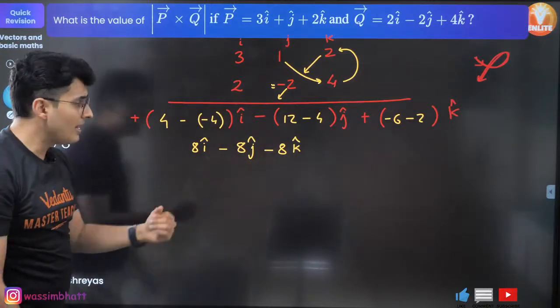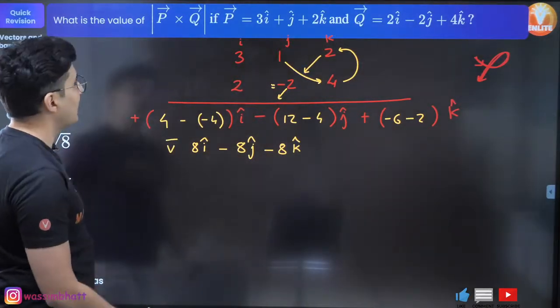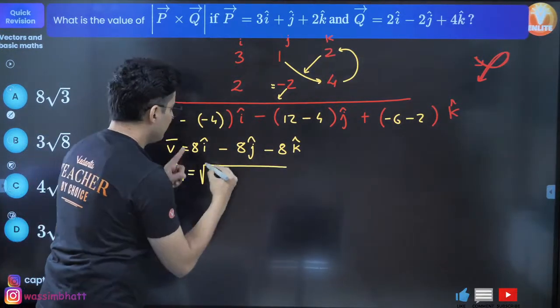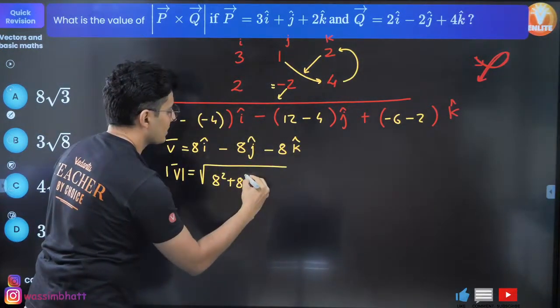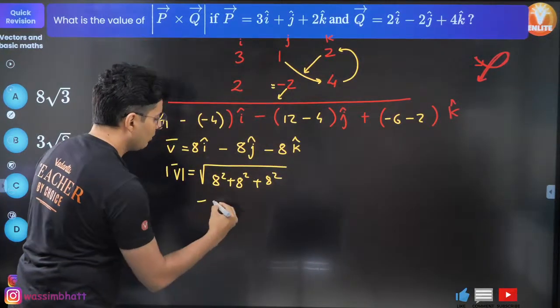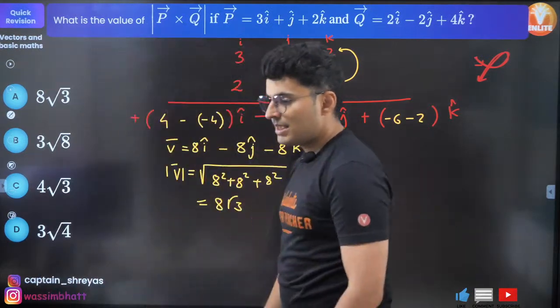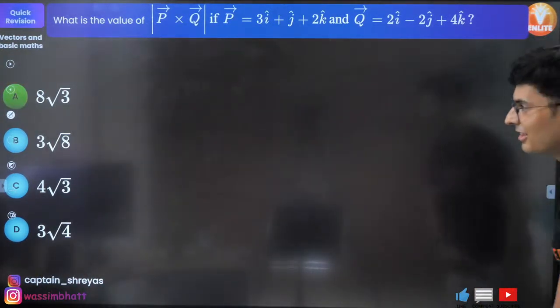Now this is the total vector, but you don't want that, you want the magnitude. So the magnitude of this will be this squared plus this squared plus this squared, which is 8√3. Done, done, done. Yes, this is for JEE 2023.